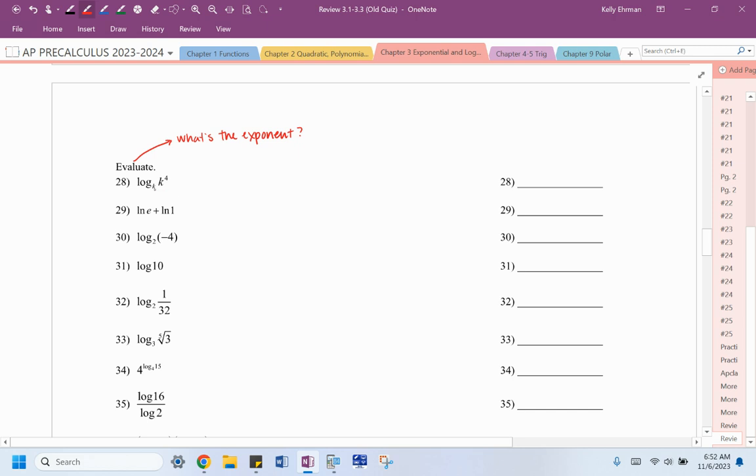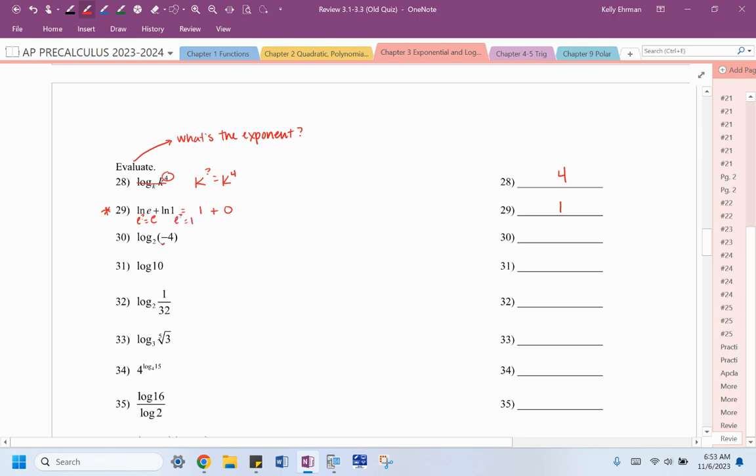So log base k of k to the fourth is saying k to what power equals k to the fourth. That answer is 4. Some of you are also thinking of it as log base k cancels out base k. That's totally fine too. Know the difference between natural log of e and natural log of 1. Natural log of e is 1. Natural log of 1 is 0. Because this is saying e to the what equals e, and this is saying e to the what equals 1.